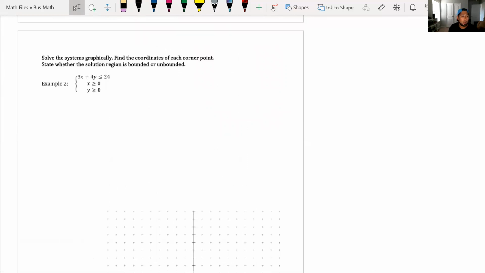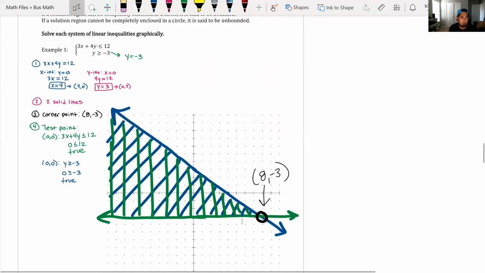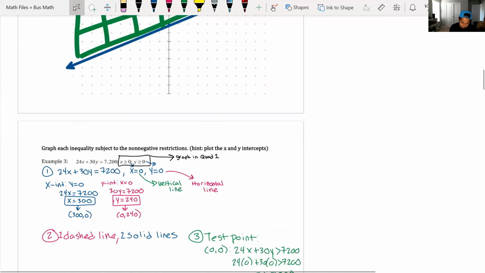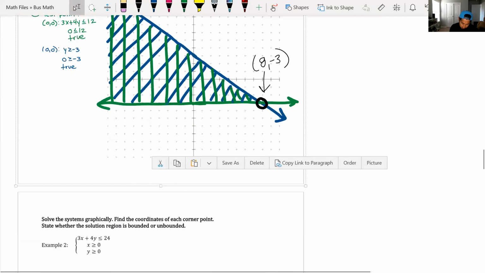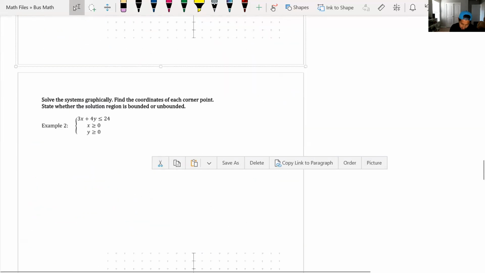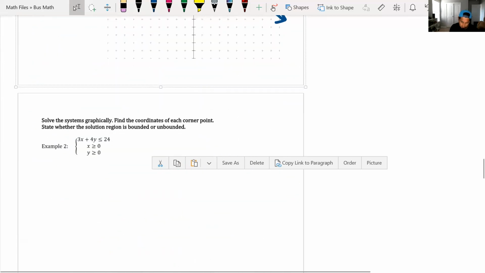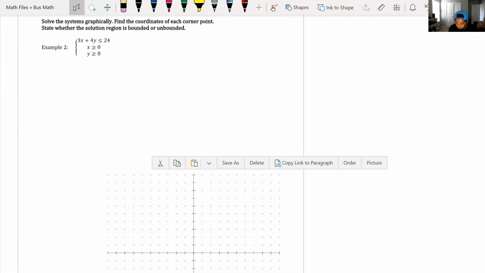3x plus 4y, I think, let me see. Can we do that? No. It was 3x plus 4y, 12, and 3x plus 4y less than or equal to 24. Okay. So example 2, we have 3x plus 4y less than or equal to 24, and we have those non-negative restrictions of x greater than or equal to 0 and y greater than or equal to 0. So all we really have to focus on here is just graphing 3x plus 4y less than or equal to 24. So let's go ahead and take care of that.